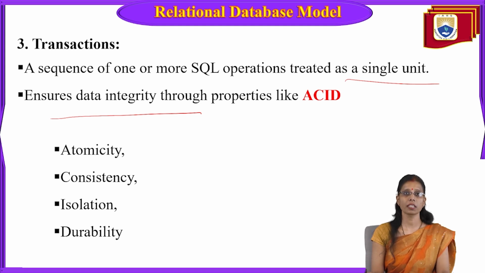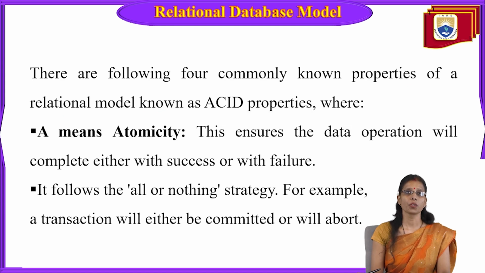So what is ACID? ACID is atomicity, consistency, isolation, and durability. These are the four things that are helpful in the transactions of SQL operations. Atomicity, consistency, isolation, and durability. Now let us understand what atomicity is. These four are commonly known as ACID.